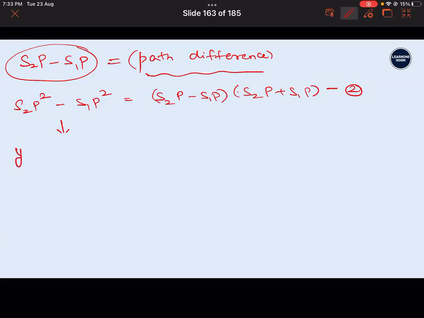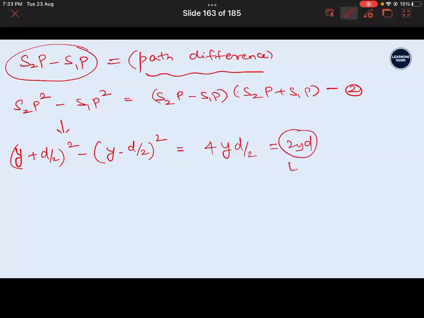Sorry, correct. Last right side I should have made a change. Y plus d by 2 the whole square minus y minus d by 2 the whole square. D square cancels. You have it in mind. The d square is gone. So you have 4 times y into d by 2, which is 2 into y into d. This is the LHS.